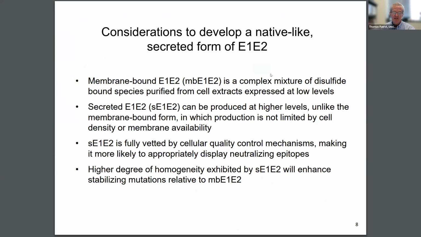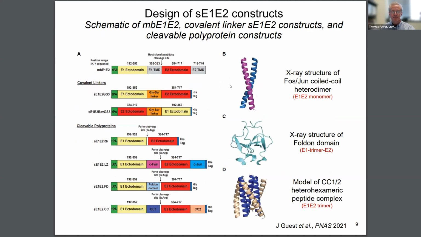So in order to enable a rational design of the E1E2 vaccine, as well as for our own structural characterization efforts, we designed a soluble secreted form of E1E2, as sE1E2 shown here, that is produced at higher levels than the membrane-bound form, MB-E1E2, and is vetted by the cellular quality control mechanisms for secretion, making it perhaps more likely to display neutralizing epitopes similar to the virion. Also, a higher degree of homogeneity may enhance evaluation of the stabilizing mutations relative to the membrane-bound form.